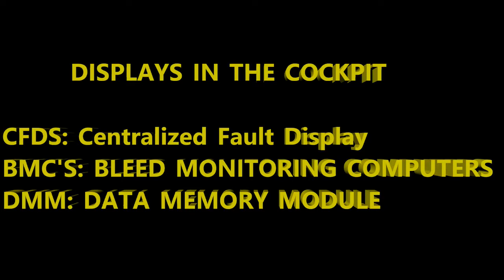Remember I mentioned the data module. That's your data memory module. That's going to be storing operating hours and starts of the APU and things like that. So now you have an idea about the electronic control box. And I want to mention some of the applications of the APU and also where it's located, and how you access it, things like that.